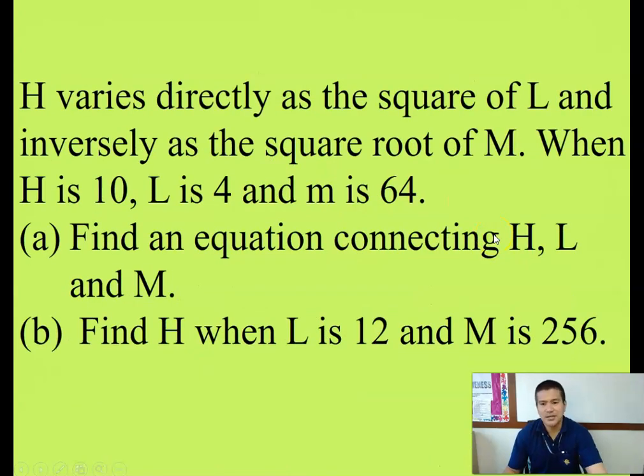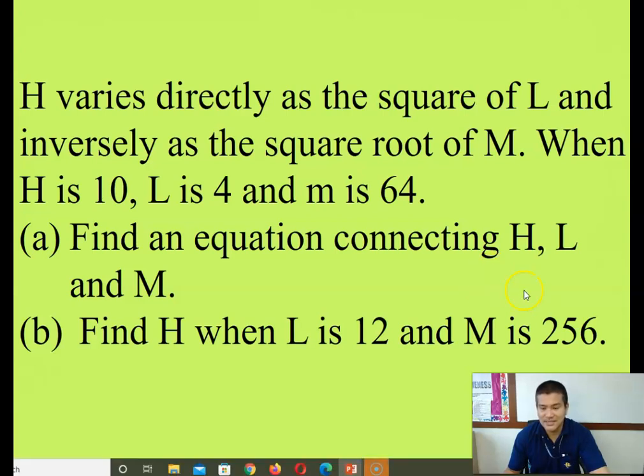Okay, so for example here, h varies directly as the square of L and inversely as the square root of M. When h is 10, L is equal to 4 and M is equal to 64. Find the equation connecting h, L, and M. And also find h when L is 12 and M is equal to 256. So let's try to solve this one.